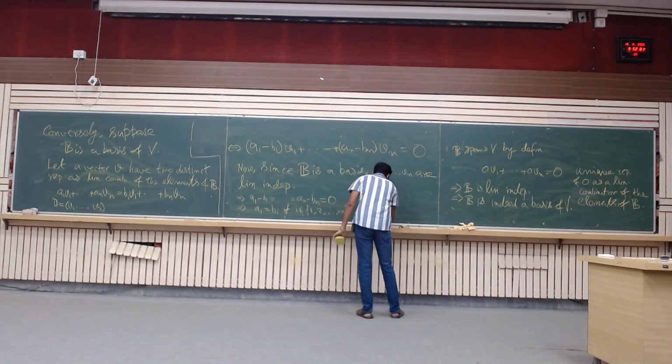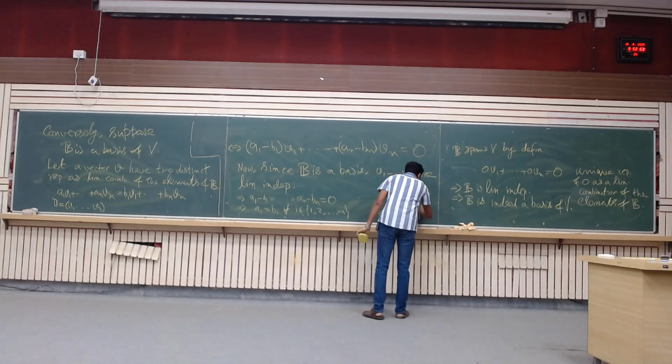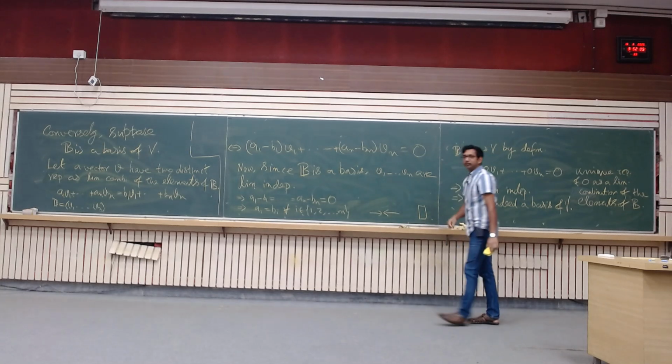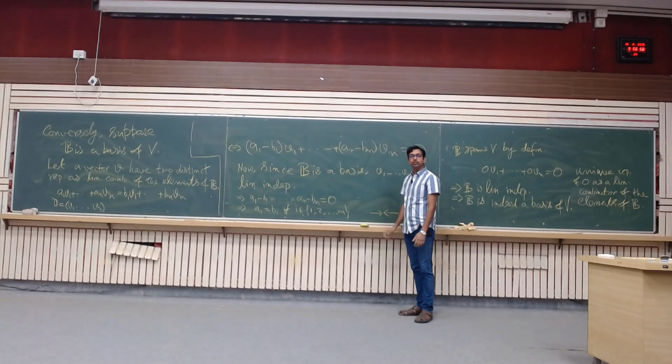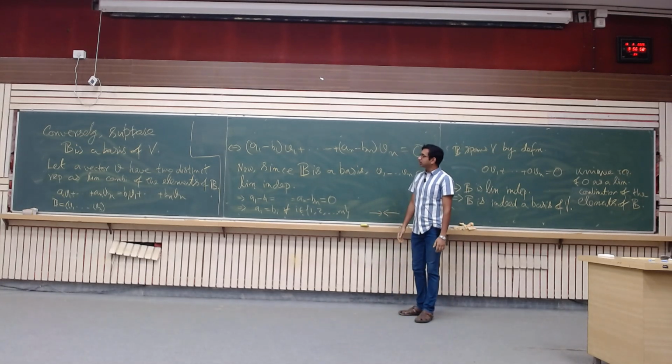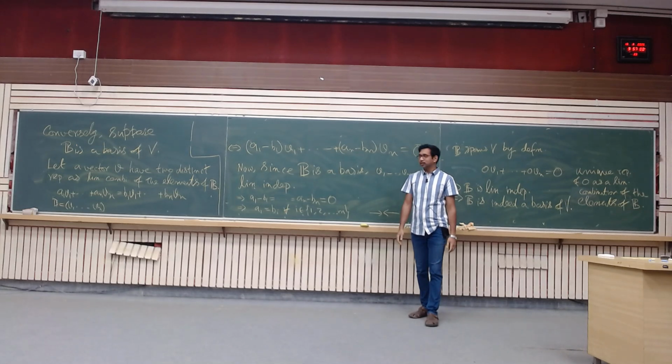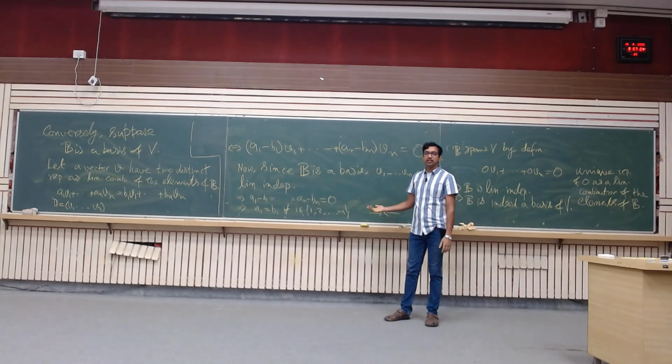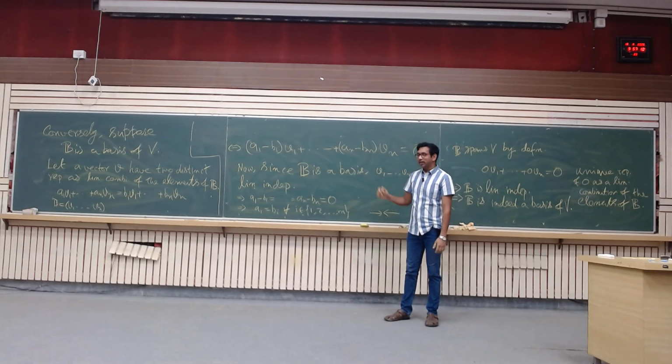So this is a contradiction because we assumed the expressions to be distinct. With this, we finish today's class. In the next class, we actually begin with the relation between spanning sets and linearly independent elements. We go into the definitions of basis and define what a dimension is.